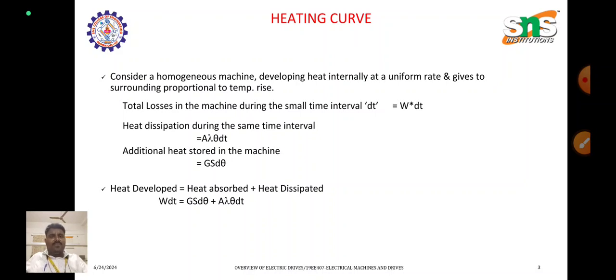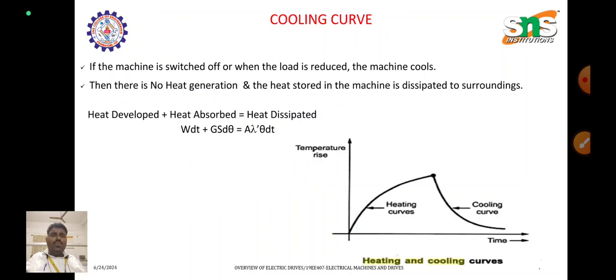On the cooling curve, if the machine is switched off or when the load is reduced, the machine cools. Then there is no heat generation. When the machine is turned off, there is no heat generation. Only the stored heat will be dissipated to the surrounding medium. So the already developed and stored heat will be dissipated to the surrounding medium.